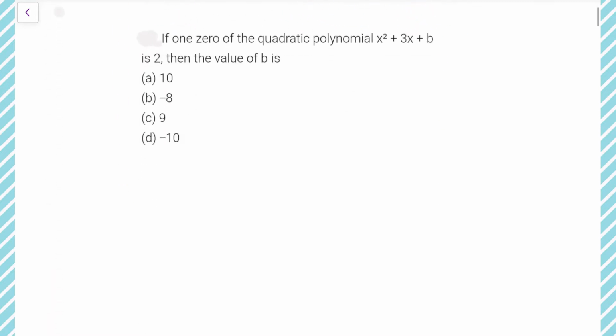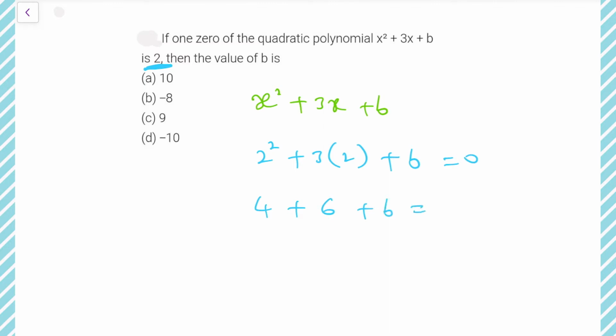Coming to the next question. If one of the zeros is 2, then what is the value of b? Here a polynomial is given as x square plus 3x plus b, and it is clearly mentioned that one of the zeros is 2. So in the place of x we need to substitute 2. So 2 square plus 3 into 2 plus b, and make it equal to 0. 2 square is 4, plus 3 2s are 6, plus b is equal to 0.